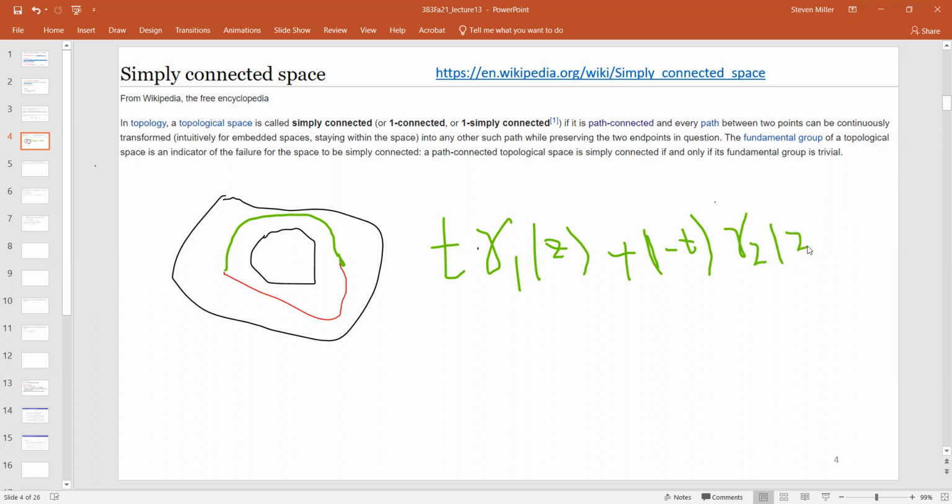And so if I write something like this, if I take t equals, I guess I did it backwards, right? If I take t equals 0, I have the curve gamma 2. If I take t equals 1, I have the curve gamma 1. And this gives me a way to move from one curve to the other.